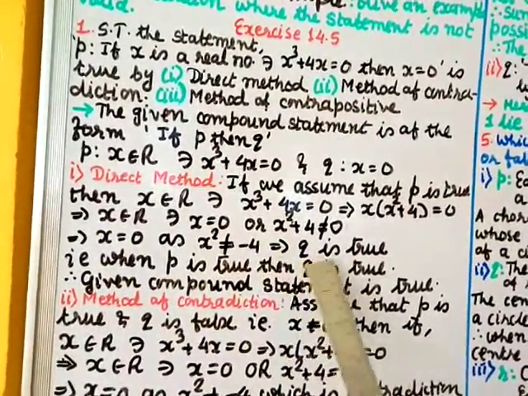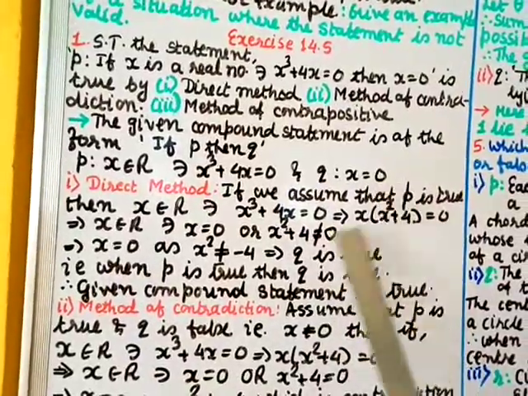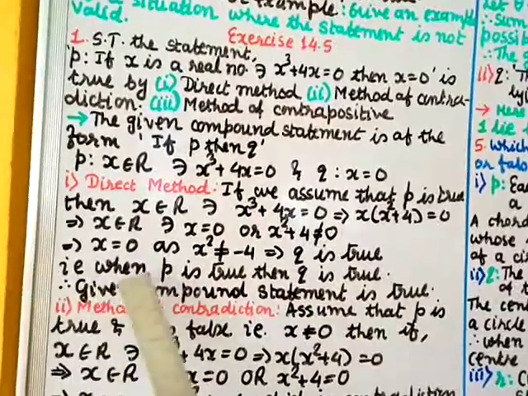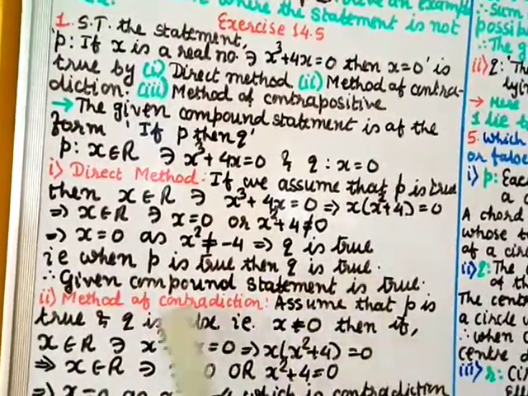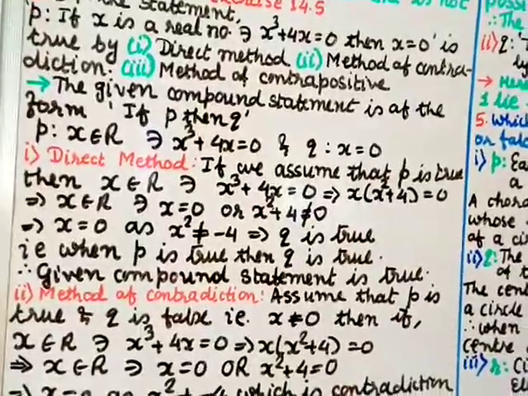This implies that Q is true, right? Q is true means x is equal to 0. That is your Q statement. So that is true, right? So if P is true, then Q is true. That is, when P is true, then Q is true. Therefore the given compound statement is true. So this is by the direct method.